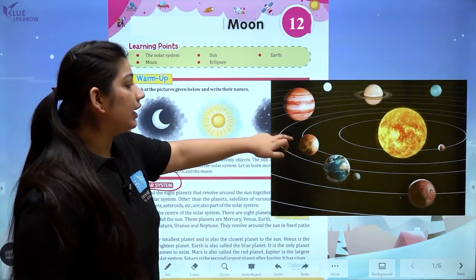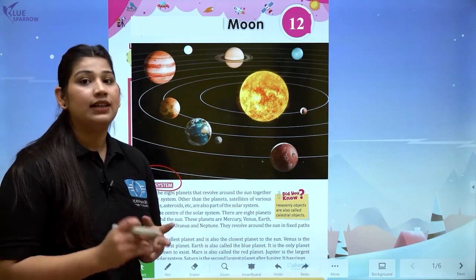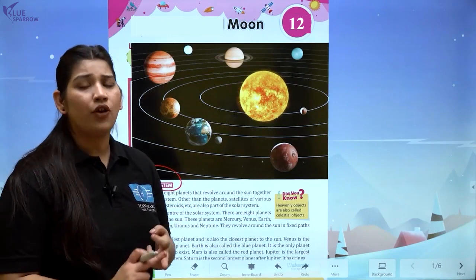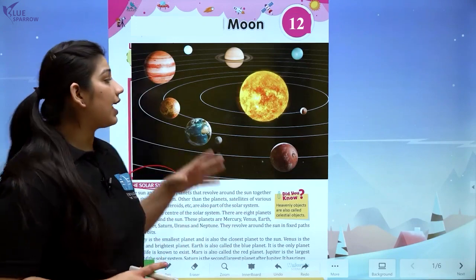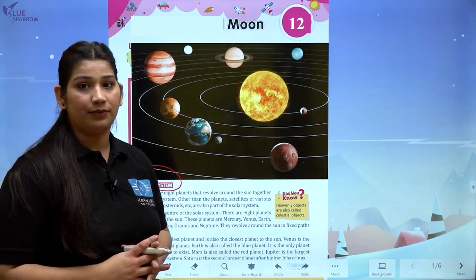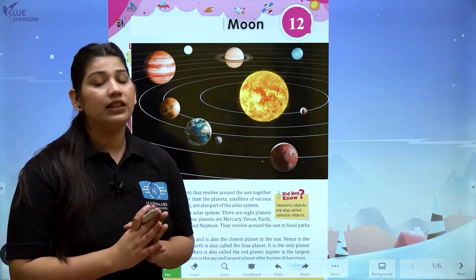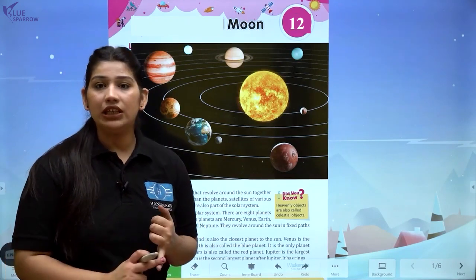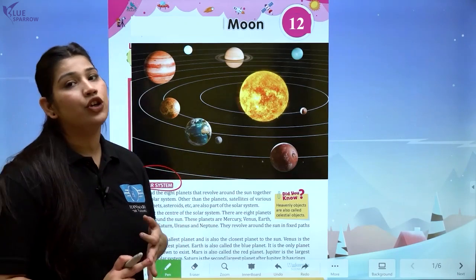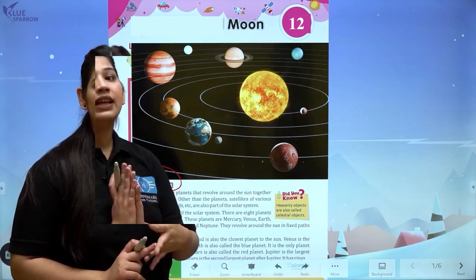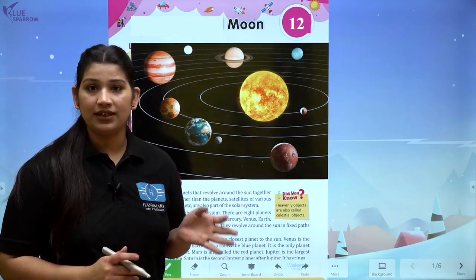The Sun and the 8 planets that revolve around the Sun form the solar system. The satellites, asteroids, meteoroids, etc. are also part of the solar system. The Sun is at the center of the solar system. There are 8 planets that revolve around the Sun. They are Mercury, Venus, Earth, Mars, Jupiter, Saturn, Uranus and Neptune. They revolve around the Sun in fixed paths called orbits.